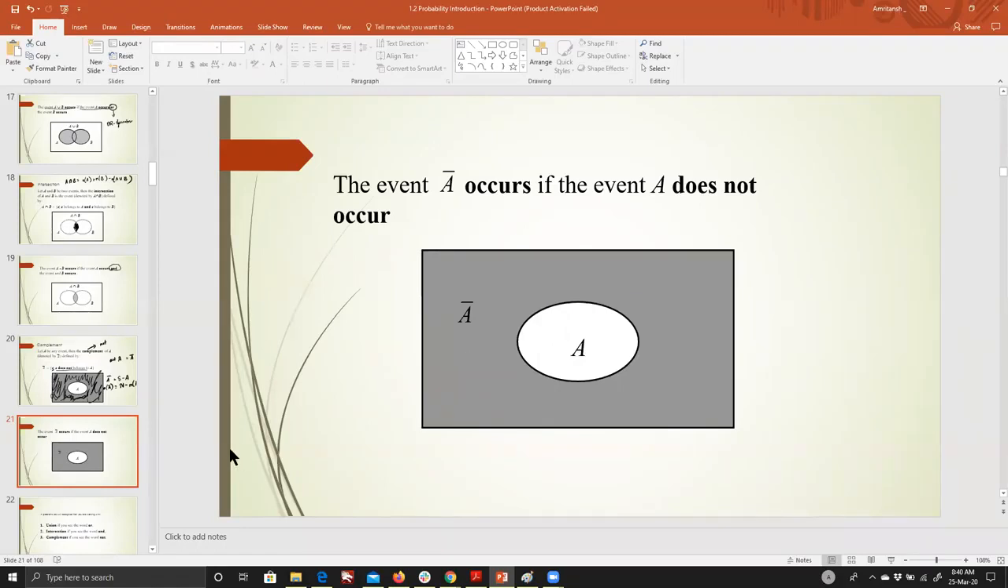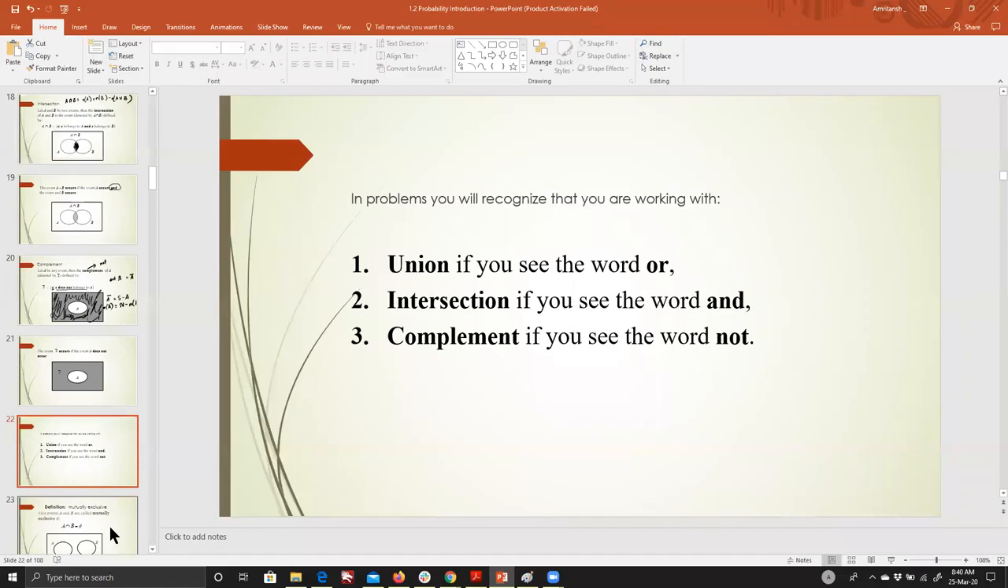Okay, moving forward. How do you recognize which problem you are working with? If you see the word or, you are dealing with union. If you see the word and, you are dealing with intersection. And if you see the word not, you are dealing with complement. Are you clear about this?